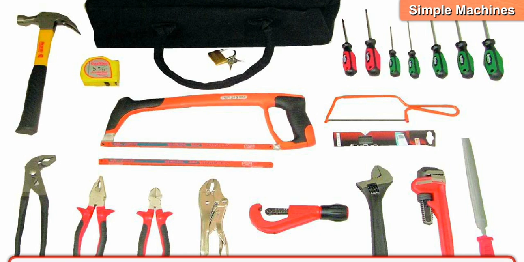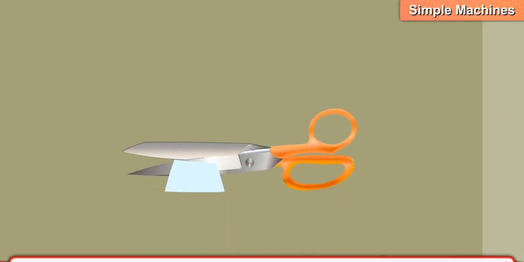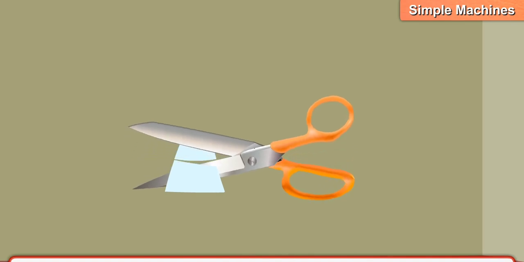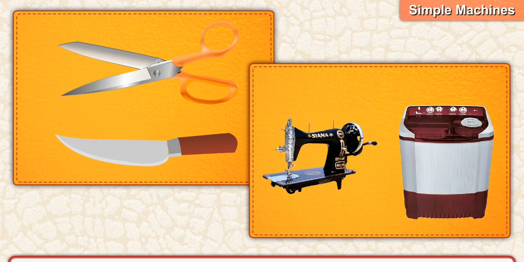Machines may be simple or complex. Simple machines are tools that have very simple structure and that make our work easier and faster. Complex machines consist of two or more simple machines that work together. For example, a knife and scissors are simple machines, while a sewing machine and washing machine are complex machines.